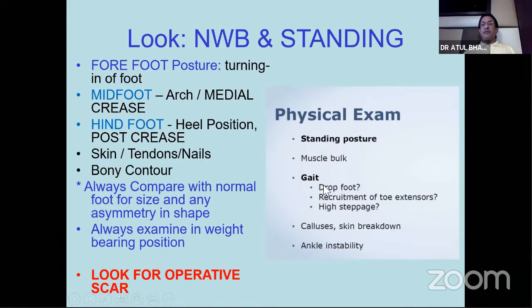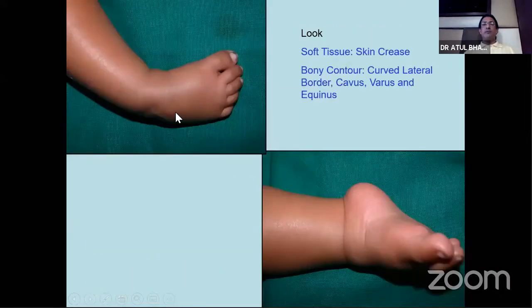There are certain patterns of gait which are seen in neuromuscular foot. And then look at the callosities, because that will tell you about abnormal weight bearing, abnormal shoe wear, abnormal orthotic wear, and whether there's any instability on walking. So when the child walks, suddenly his ankle gives way. This is very, very commonly seen with tarsal coalition, because the hind foot is stiff and they get recurrent ankle instability.